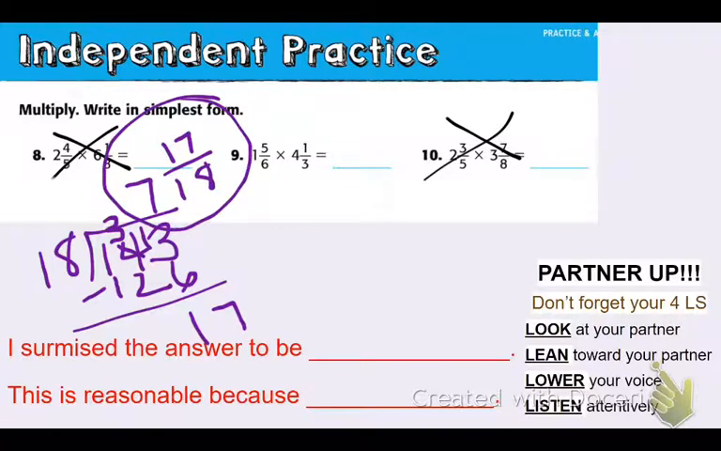I can't simplify anymore because 17 and the number 18 only share the factor of 1. I'm finished, and it is reasonable.